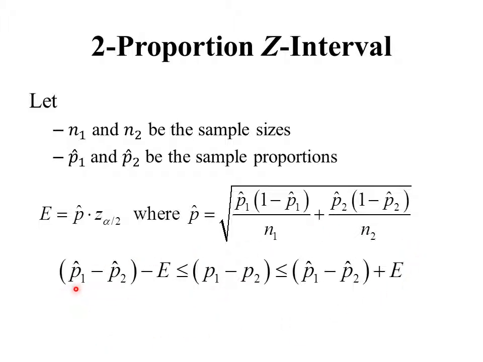So we start off by calculating the difference between our two sample proportions. This number right here is a point estimate of our difference of p1 minus p2. So we take our point estimate, subtract the margin of error, and we take our point estimate and add the margin of error, and we're all done.